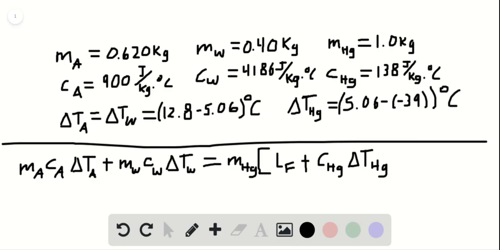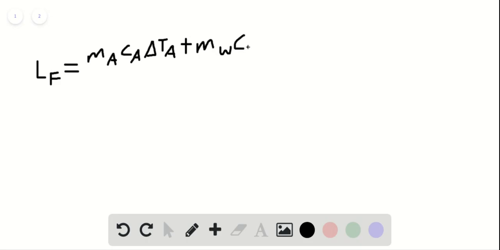So using this, we're going to figure out the latent heat of fusion. We solve for that. So L sub F is going to be equal to the mass of the aluminum. Actually, let's go ahead and do this on a new page so we have enough room. So L sub F is equal to the mass of the aluminum times the specific heat of the aluminum times the change in temperature of the aluminum plus the mass of the water times the specific heat of the water times the change in temperature of the water. So that's everything that was on the left side of the equation.